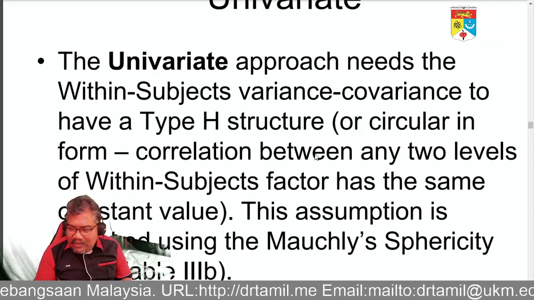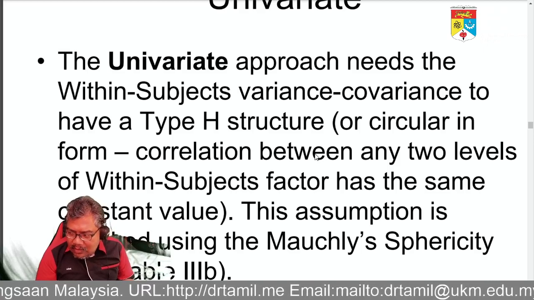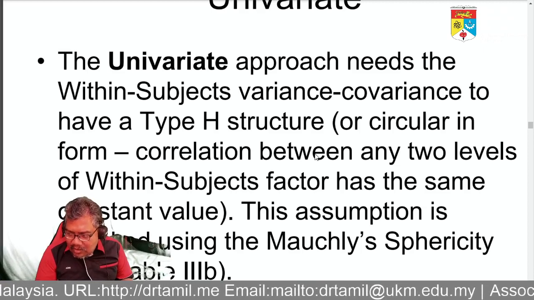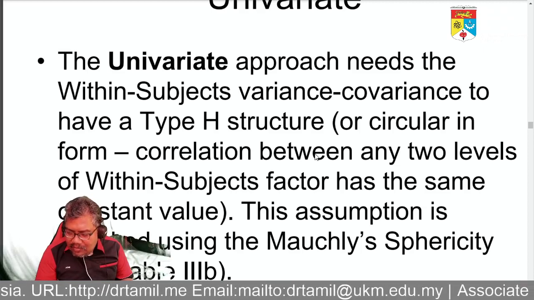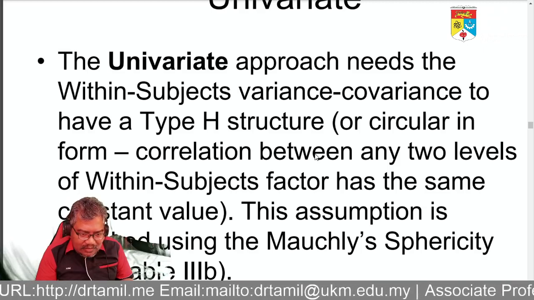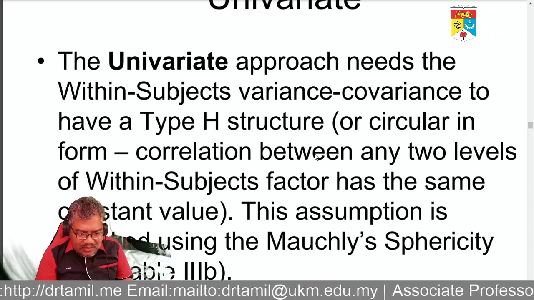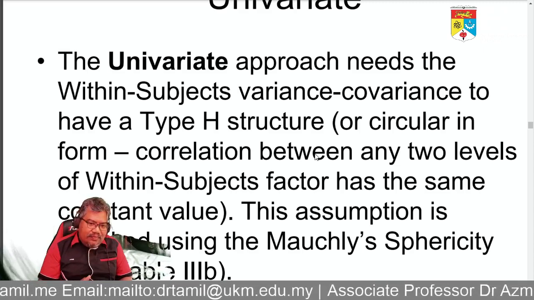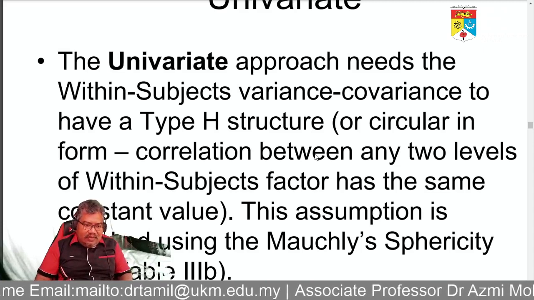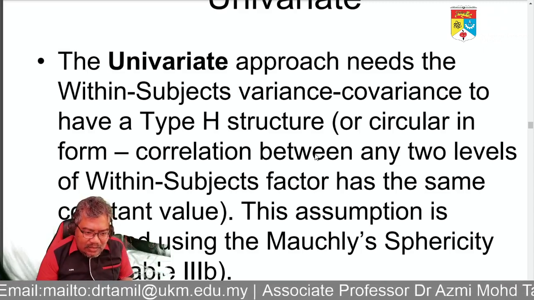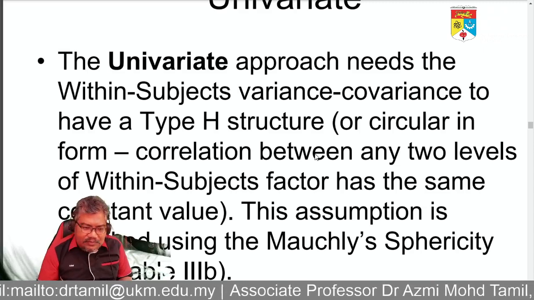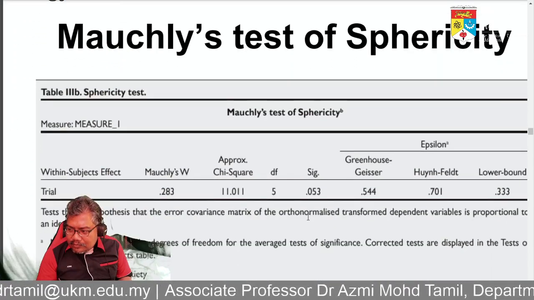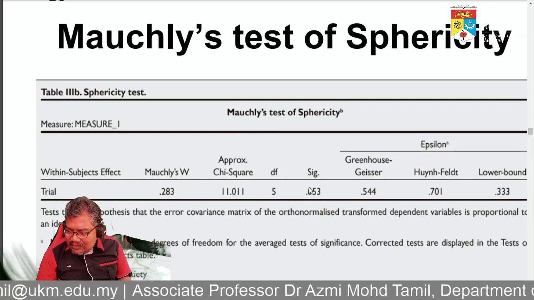So what is the logic behind the univariate approach? It must fulfill certain criteria. One of the criteria is that it must have a type H structure, or be circular in form. What does it mean? If there is any correlation between any two levels of the within-subject factor, it is of constant value. So how do we check it? You check it by using the Mauchly's sphericity test.